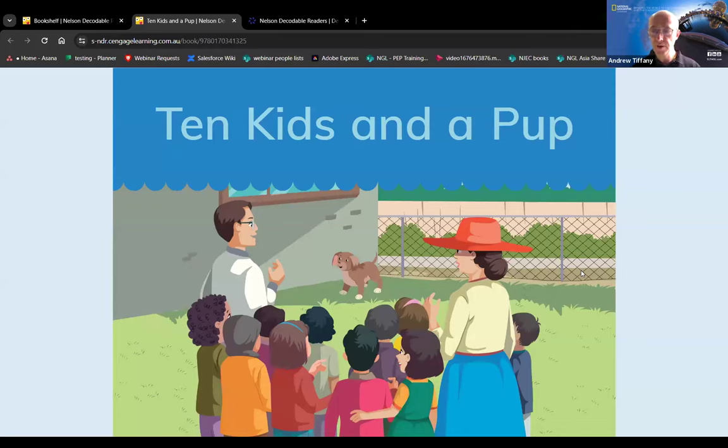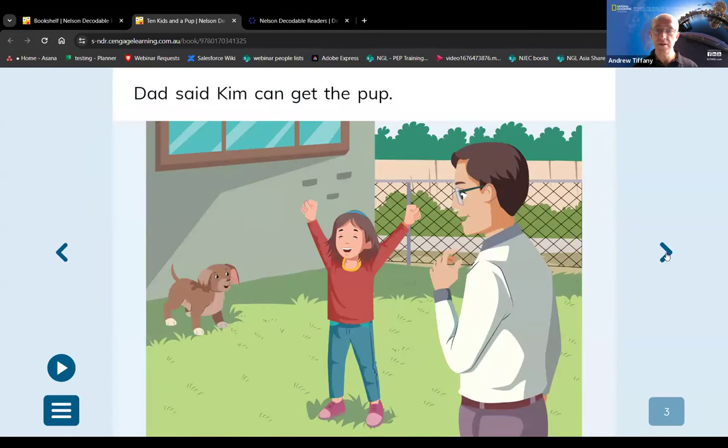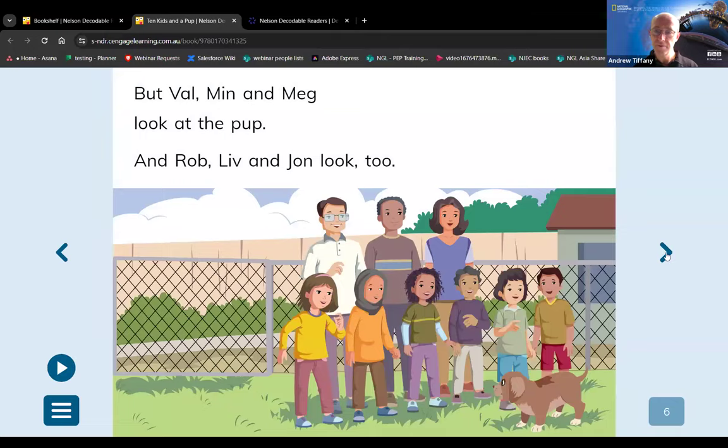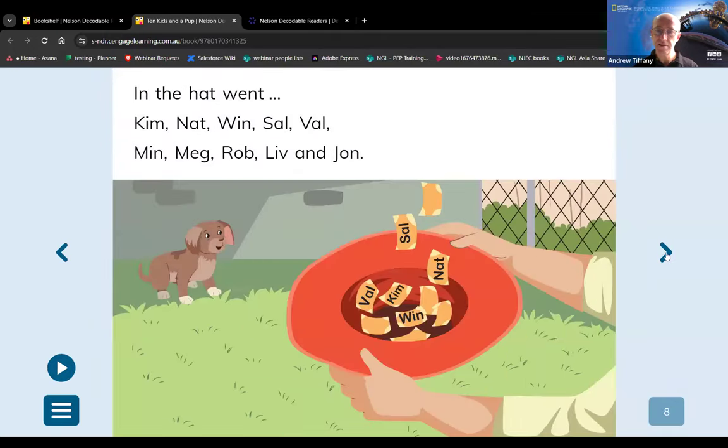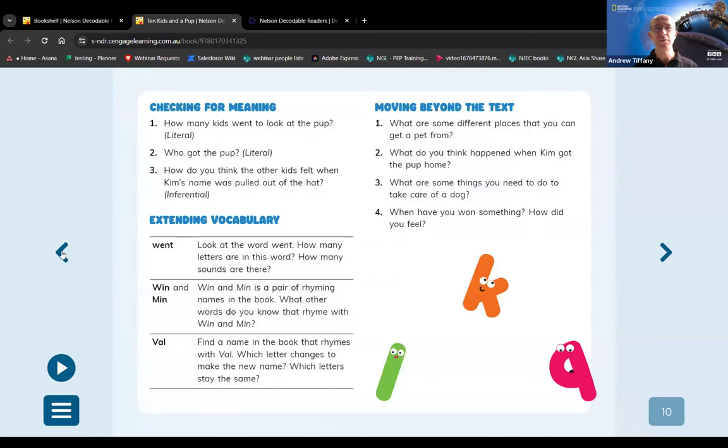I need to move the chat window. There we go, because the controls are off to the side here. So we've got the cover. Before we read the book, we're going to look at all the pictures really quickly and see what we see about the story. Are you ready? Here's number one, number two, number three, number four, number five, number six, number seven, number eight, and then we're at the end. Don't worry about what's on the screen at the moment. What did you see in the story? What things did you see happen?